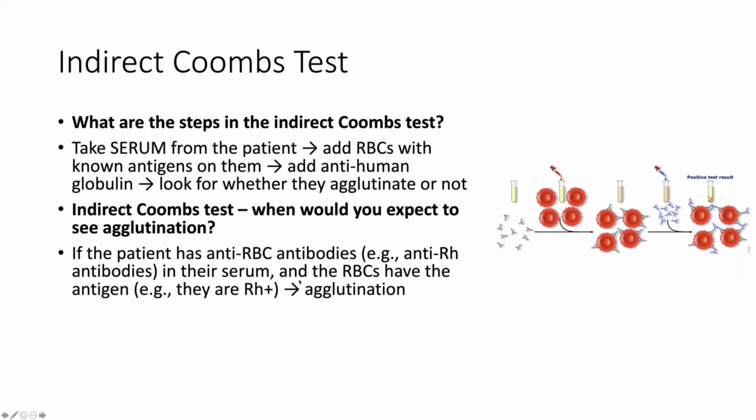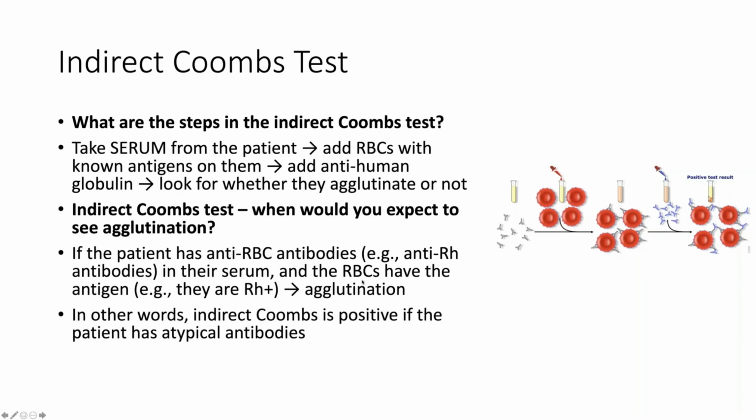Great question. I didn't know this. I did a heme rotation at MGH and I was like, oh, it makes so much more sense now. So if a patient has anti-RBC antibodies and the RBCs have the antigen, then you'll see agglutination. In other words, an indirect Coombs is positive if the patient has what are called atypical antibodies. Atypical antibodies means antibodies against something that's not on their own red blood cells.